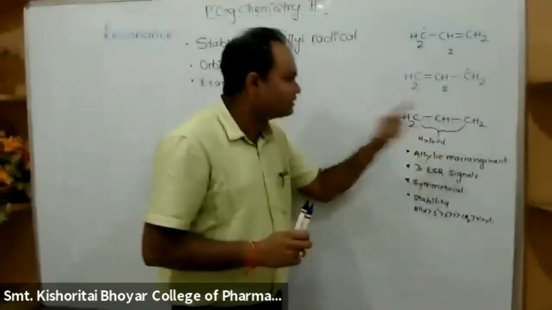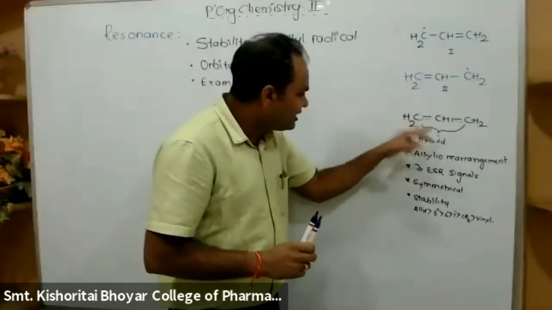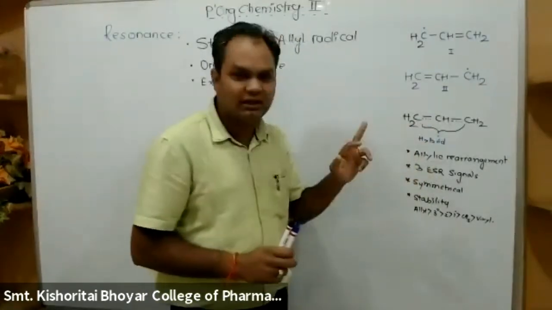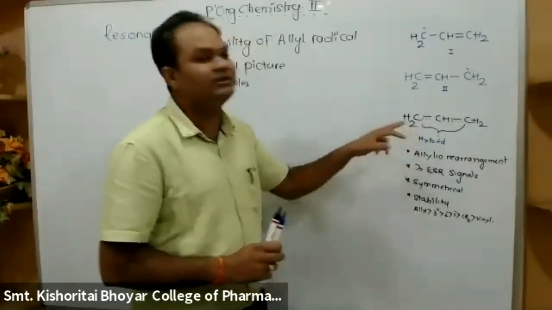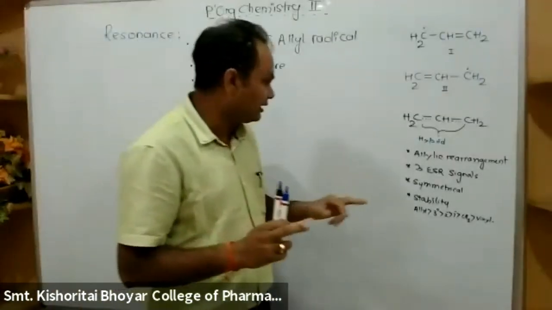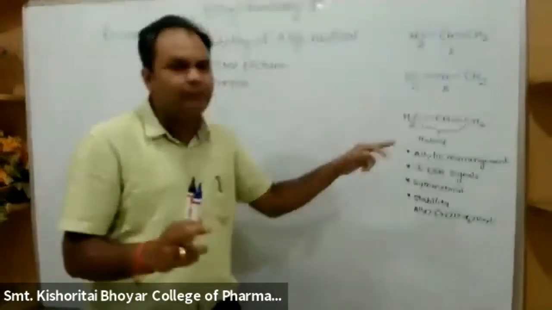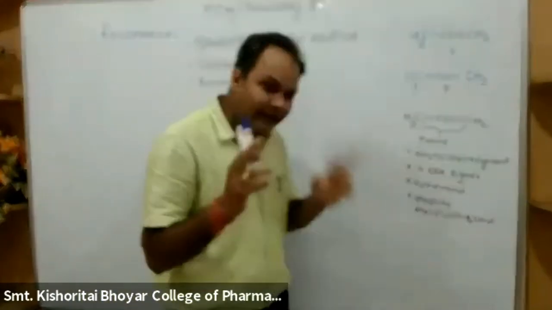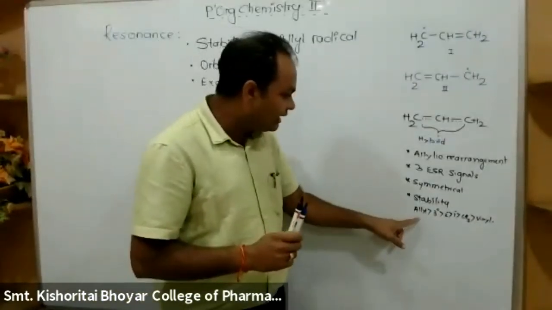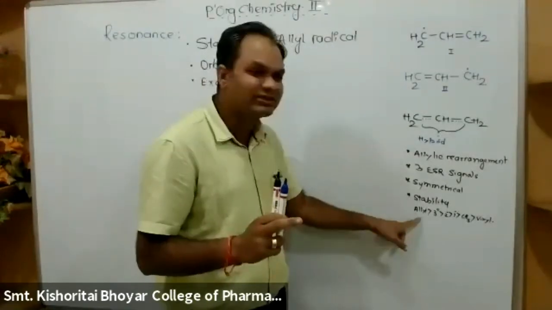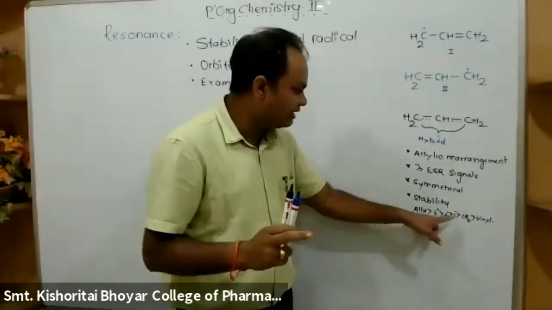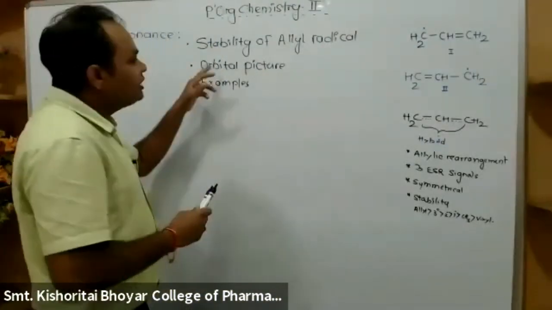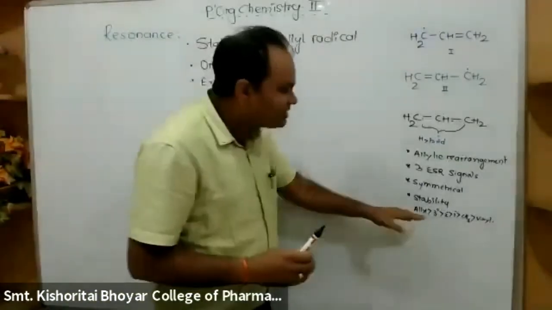Second, this structure also proves the ESR study, because it shows three ESR signals, and that's why it is a symmetrical one. So this is the actual structure of the allyl radical. Again, this structure relates to stability: as we discussed in the stability sequence of radicals, the allyl radical is much more stable as compared to tertiary, secondary, primary, methyl and vinyl. Now let us see in detail how the allyl radical is stable.